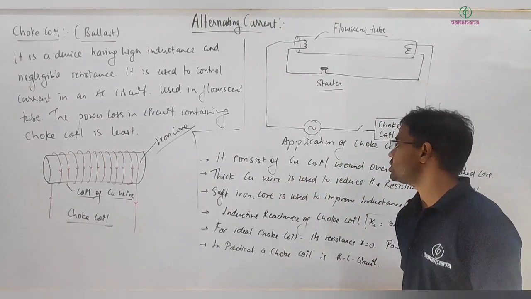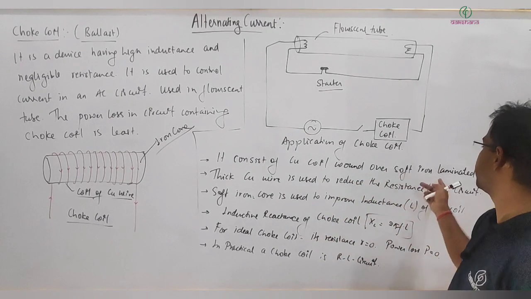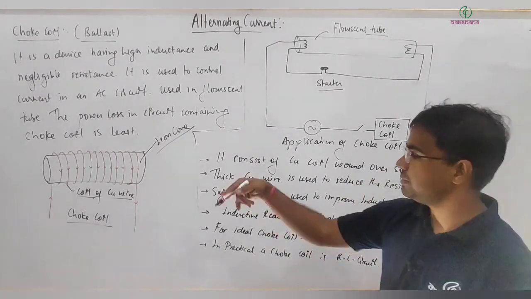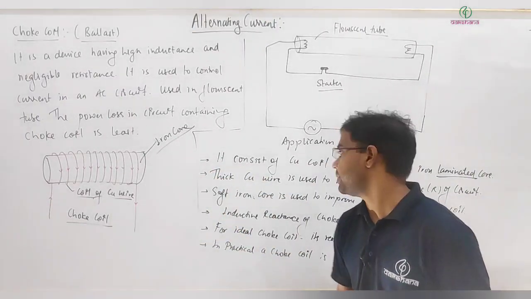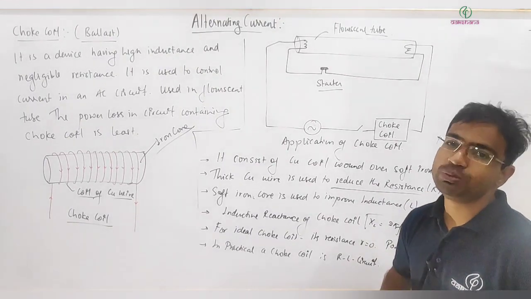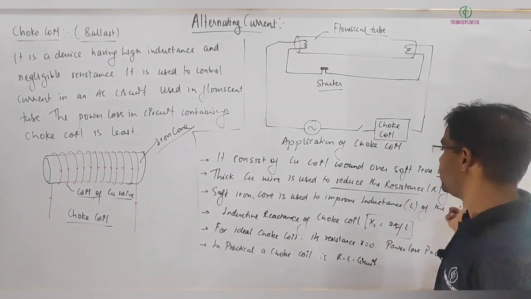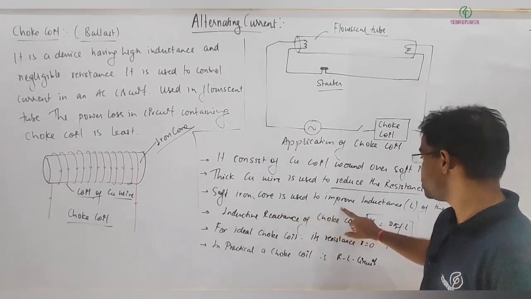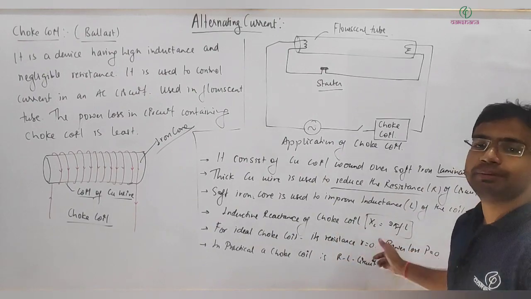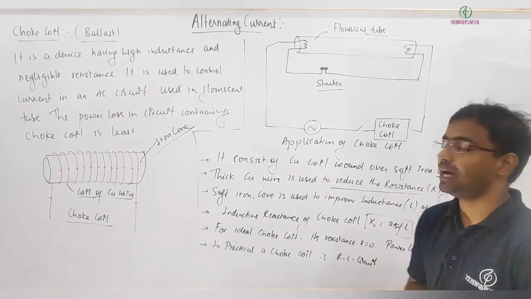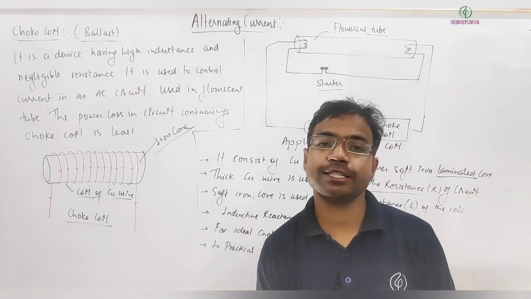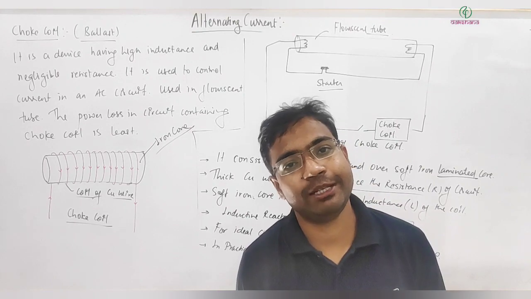Some points about it: it consists of a copper coil wound over a soft iron laminated core, laminated so that current is not passing between the iron core and the copper wire. Thick copper wire is used to reduce the resistance, because we want the resistance of the circuit to be least. The soft iron core is used to improve inductance. The inductive reactance of a choke coil is given by 2 pi f into L, because a choke coil is ideally an inductor, and inductive reactance is XL equal to omega multiplied by L, right?